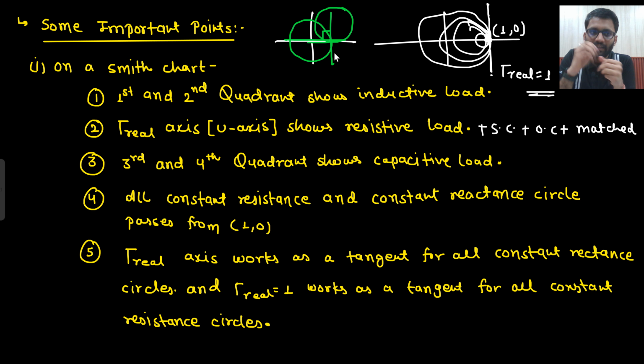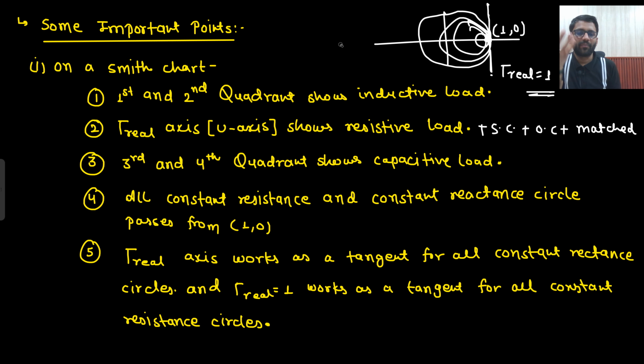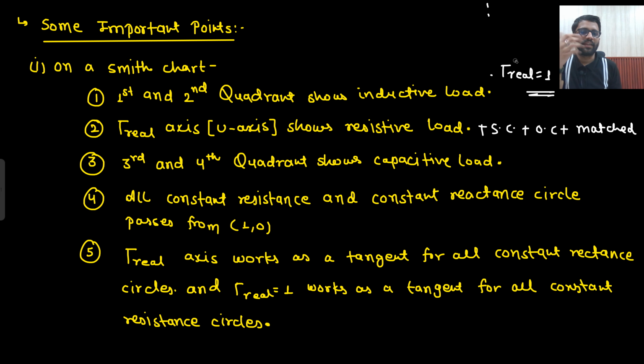So in the Smith chart, constant resistance circles and constant reactance circles make a family of orthonormal circles. This is a good statement, that reactance circles and resistance circles are orthonormal to each other. This question we will see in the assignment. There I have put a statement and you need to tell me whether this statement is true or not.